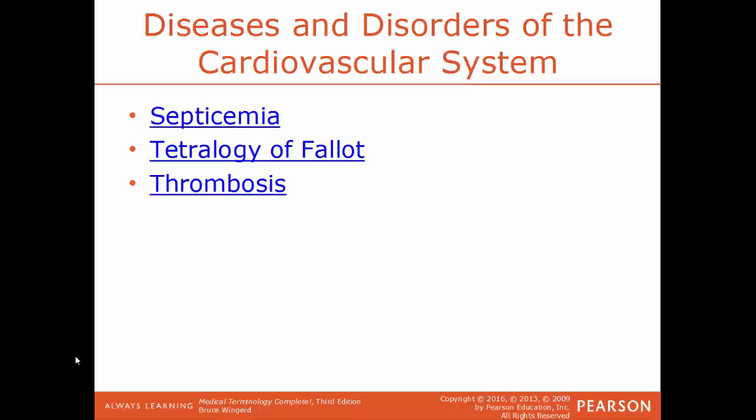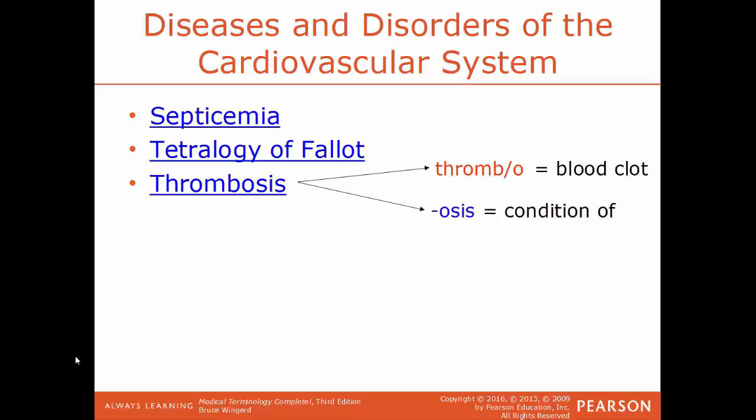Next one, tetralogy of Fallot. It's a fairly complex but common heart defect. It involves 4 issues with the heart. That's why it's tetra. Tetra is a reference to 4. But there are 4 main issues going on with the heart at different areas of the heart and the vessels. But that is a congenital heart defect. Thrombosis. We're going to break this word down. Thrombo is a reference to a blood clot. And osis is the condition of. This means the condition of having localized blood clotting.